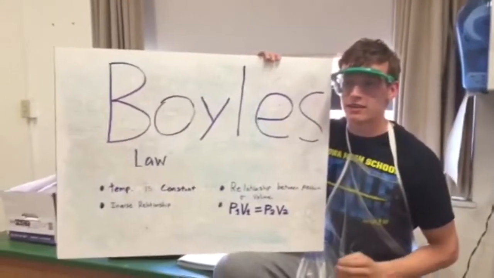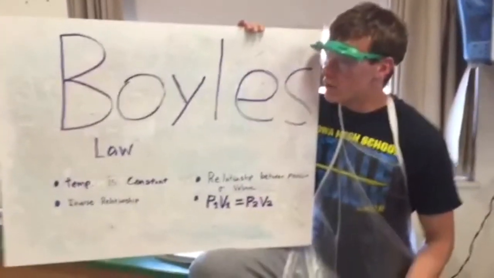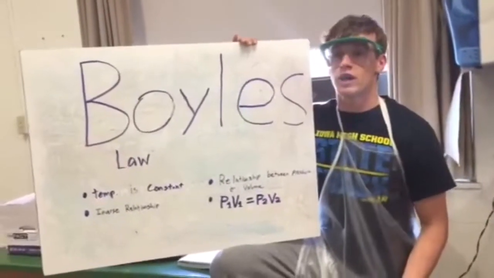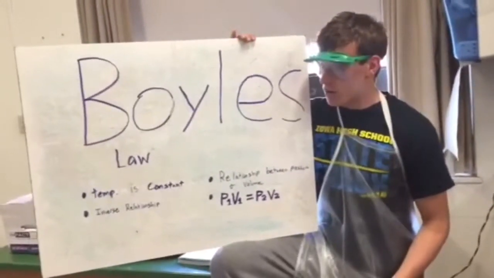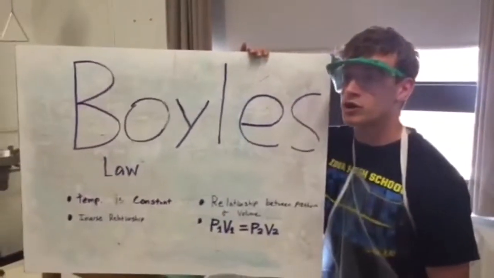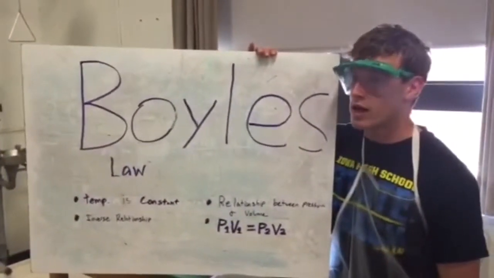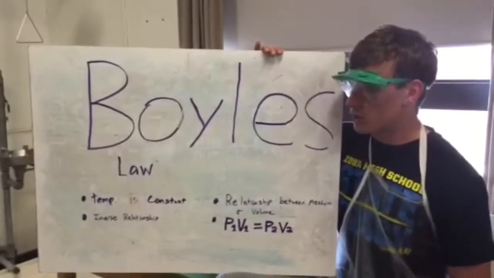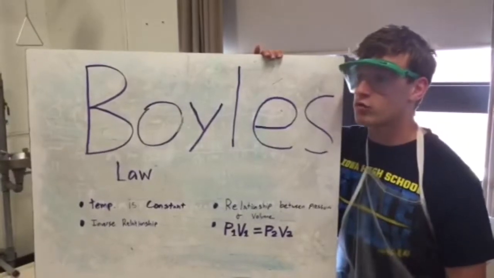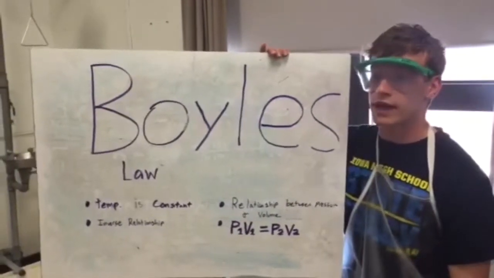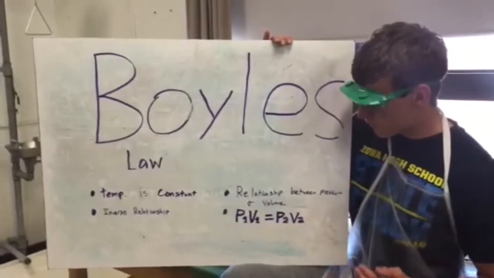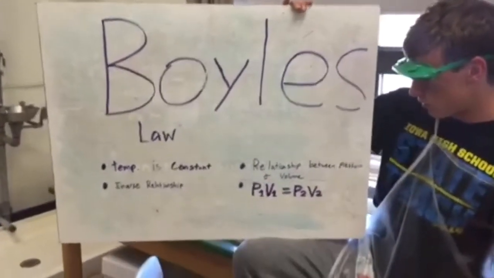Today in today's lab, we'll be testing Boyle's gas law. In Boyle's gas law, the temperature is always constant, and with that, it has an inverse relationship of pressure. As pressure goes up, volume goes down, and what that entails is that if you make a bigger room, the pressure of that gas is going to go down. But if you make it smaller, it's going to go up.